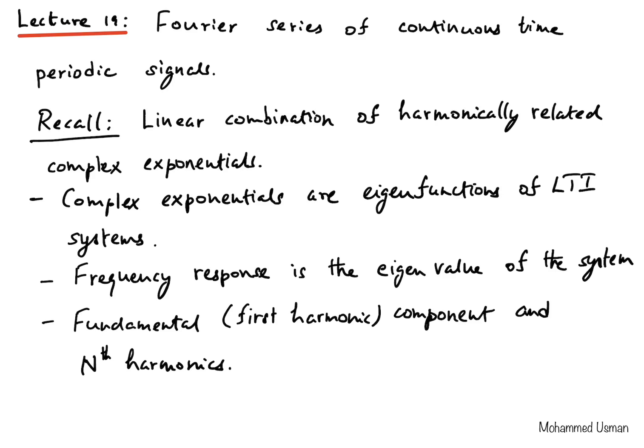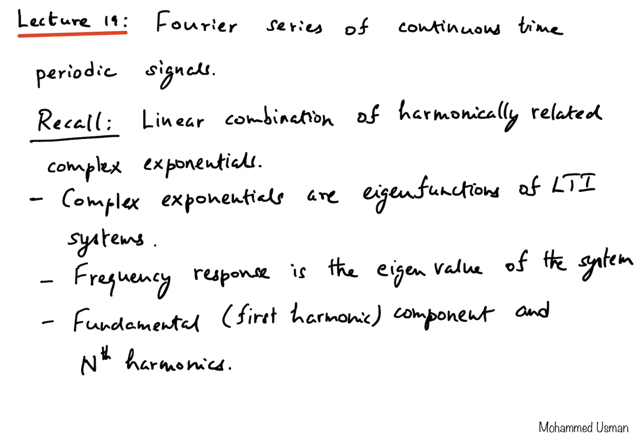And then we also talked about the representation of a signal as a linear combination of harmonically related complex exponentials. Initially we talked about representing a signal as a linear combination of complex exponentials, but later on we imposed a condition that the complex exponentials have frequencies which are harmonically related to some fundamental frequency component, which we call omega naught.